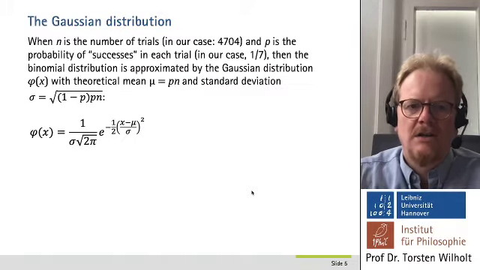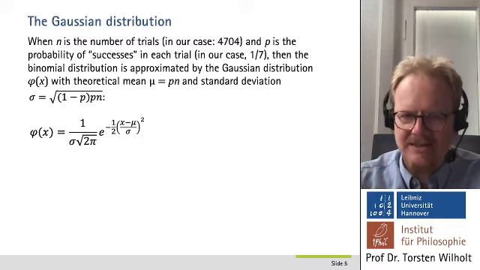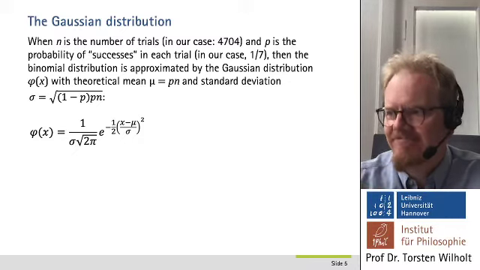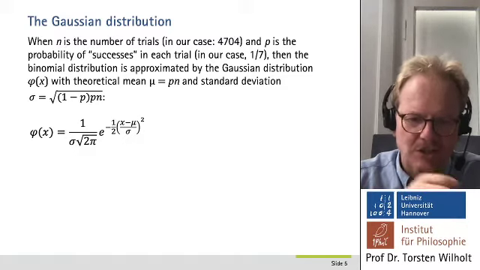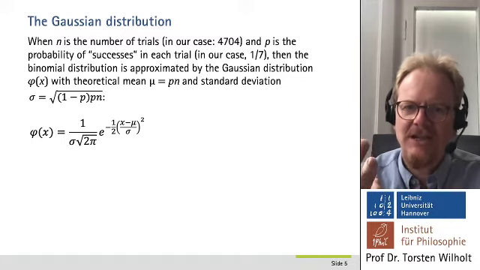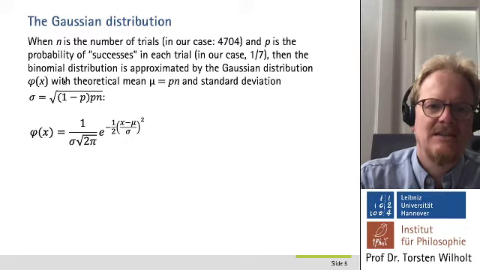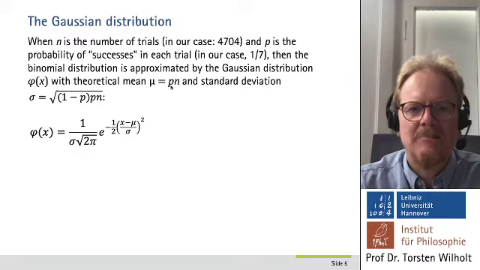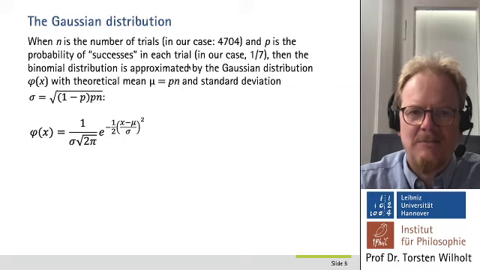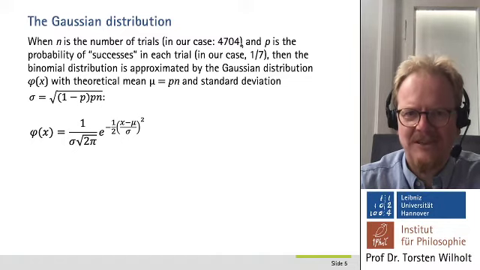So when n is the number of trials, that is in our case 4,704, because each Easter egg represents a trial, and p is the probability of success in each trial, then the binomial distribution is approximated by the Gaussian distribution phi(x) with the theoretical mean pn. pn is the probability multiplied by the number of trials. So in our case, pn is 1/7 of 4,704.